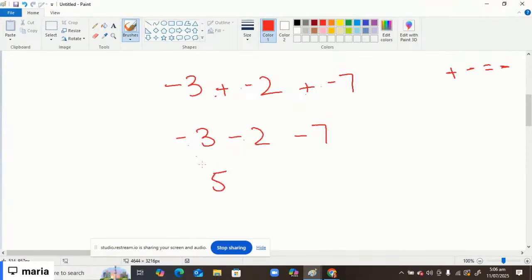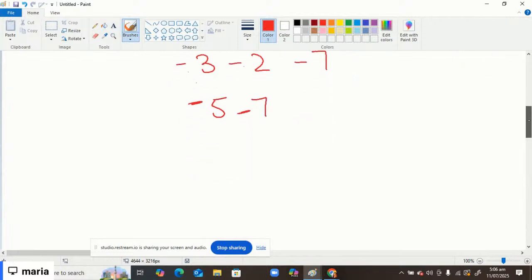Now minus minus becomes plus, so 3 and 2 is 5, but which sign do you put with it? The sign of the greater number, and here the greater number is 3, which has a negative sign, so you put negative 5. Now putting it out here, negative 7 as well. Two negative signs, so 7 plus 5 is 12, and the sign is minus, because 7 is the greater number and it has a negative sign, so this is minus 12.